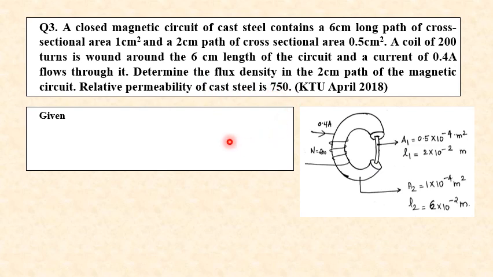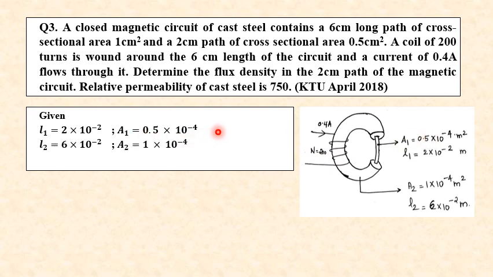So now let's write the given parameters. L1 is equal to 2 into 10 raised to minus 2. A1 is equal to 0.5 into 10 raised to minus 4. L2 is equal to 6 into 10 raised to minus 2. A2 equal to 1 into 10 raised to minus 4. Then the number of turns of the coil, that is N equal to 200. Current through the coil, that is I equal to 0.4 ampere and mu r is equal to 750. We need to find the flux density, that is B, in part 1, that is in the 2 cm long part.